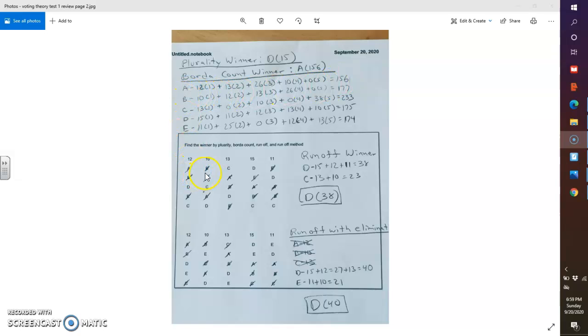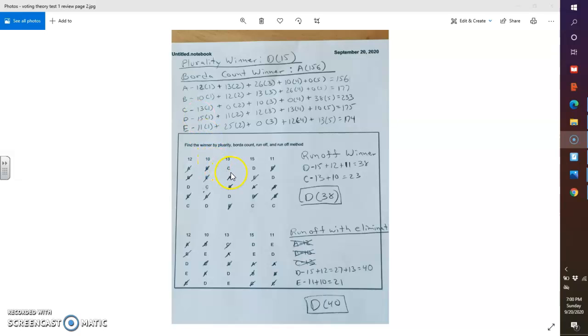With B, you have 10 times 1 because it's 10 first place votes for B. 12 second place votes for B, so it's 12 times 2. 13 third place votes for B, so it's 13 times 3. 15 and 11 is 26, so 26 times 4. And there's 0 fifth place votes, so 0 times 5. When you multiply them all, you get 177.